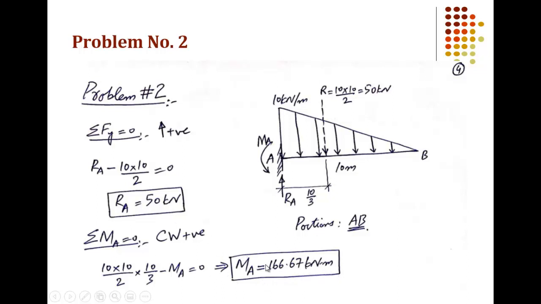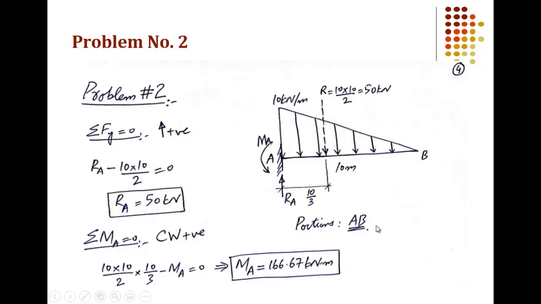Both the reactions of this problem are positive, which means that our assumed directions are correct. Next is to see what portions we have to divide the beam into. If we start from point A and move in the rightward direction, there is no abrupt change or any support from point A up to point B. At point B the beam terminates, so it means that we will be considering only one portion, and that is portion AB.